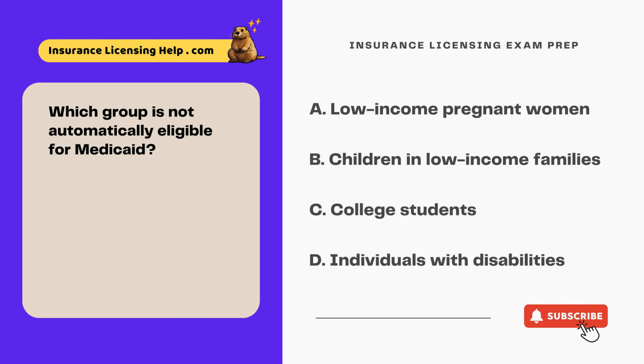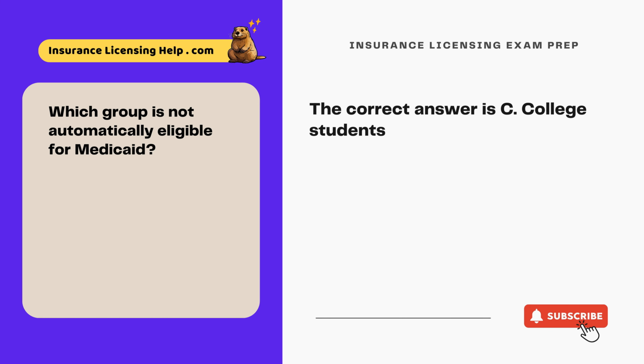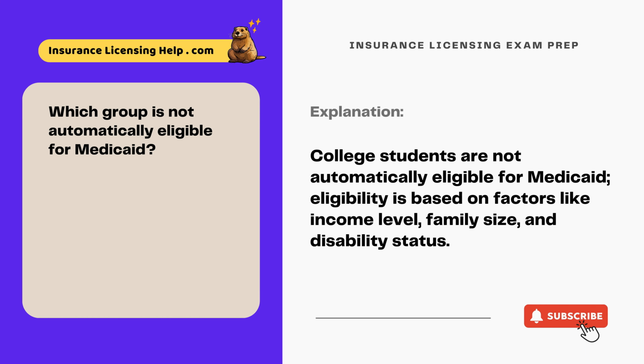Which group is not automatically eligible for Medicaid? A. Low-income pregnant women. B. Children in low-income families. C. College students. D. Individuals with disabilities. The correct answer is C. College students. College students are not automatically eligible for Medicaid. Eligibility is based on factors like income level, family size, and disability status.